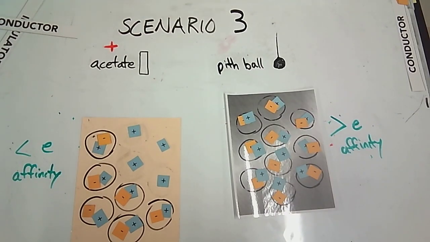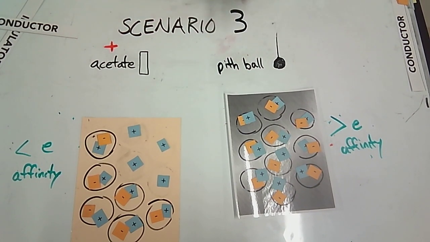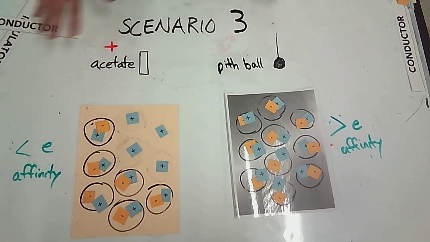All right, in this video, I'm going to be going over scenario 3, which is asking the question, how does a positive acetate strip attract a neutral pith ball? And this is an interesting question because we know that likes repel and that opposites attract, but it's a positive and a negative that attract, not a neutral and a positive. So what happens that allows this pith ball to move towards the acetate strip like we've observed? And so let's look at our initial situation.